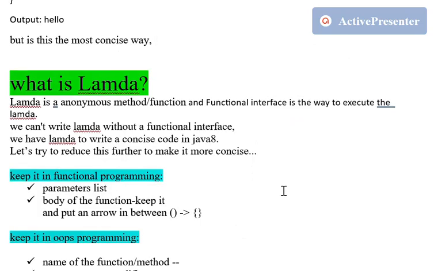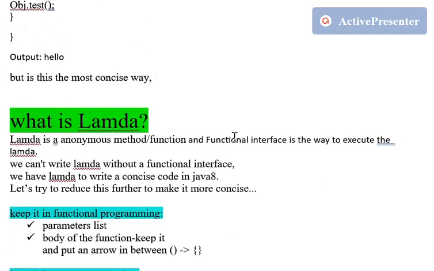Hi friends, today I am going to explain about Lambda. Lambda is one of the new features introduced in Java 8. Lambda is an anonymous method or function. Without a function name, we can write a logic inside the Lambda body. By using the Lambda, we can write concise code in Java 8.